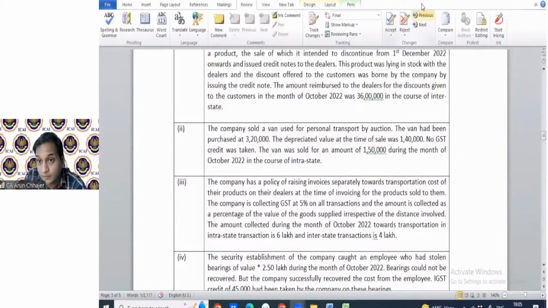See, why will I apply the margin method? First, because it is after 25th Jan 2018. Second, they have given the hint that no ITC has been taken. Third, they are using the word van, which is nothing but a motor vehicle. Fourth, they have given me the written down value also.